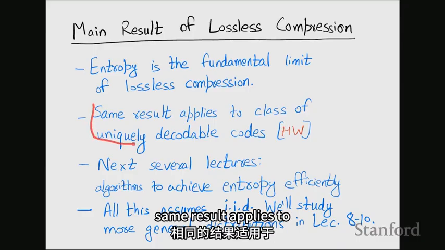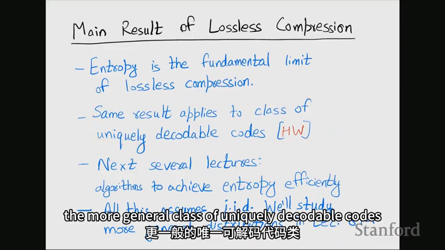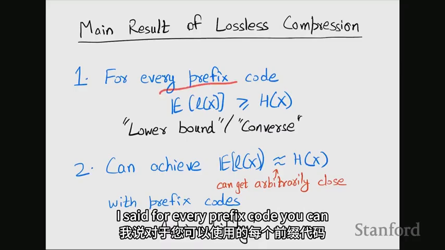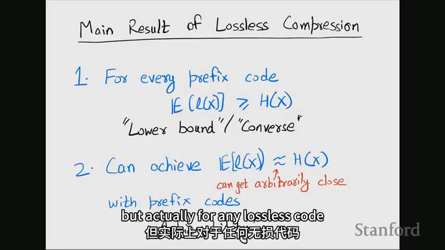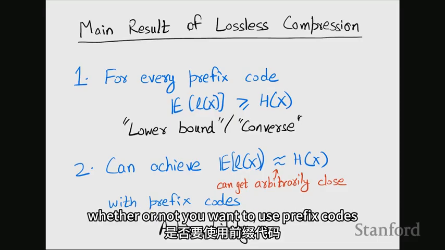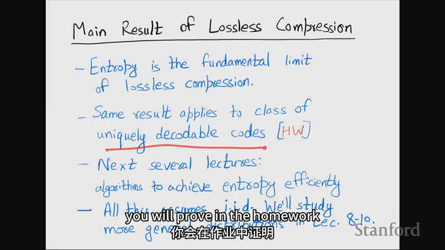Okay. Same result applies to the more general class of uniquely decodable codes. If you noticed in the last lecture, I said for every prefix code, you cannot beat entropy. But actually for any lossless code, any uniquely decodable code, you can't beat entropy. Entropy is the fundamental bound of lossless compression, whether or not you want to use prefix codes. This part you will prove in the homework.